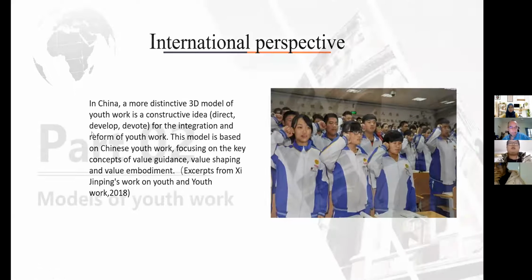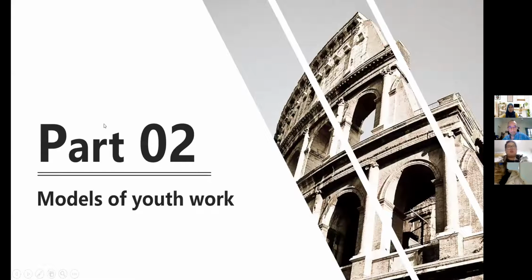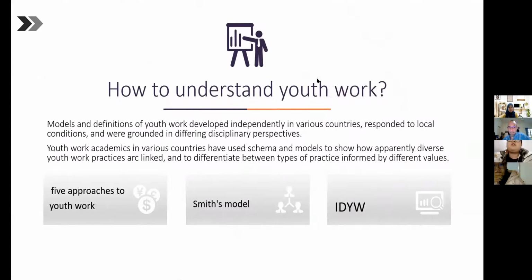Thank you. Okay. So when it comes to part 2, models of youth work, we must firstly learn how to understand youth work. The models and definitions of youth work developed independently in various countries. So that is why we must see things from an international perspective, and respond to local conditions that were grounded in differing disciplinary perspectives.